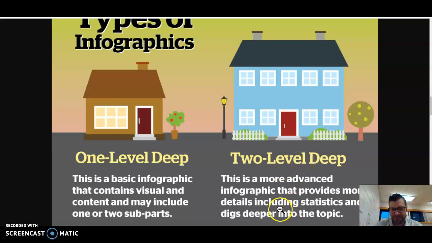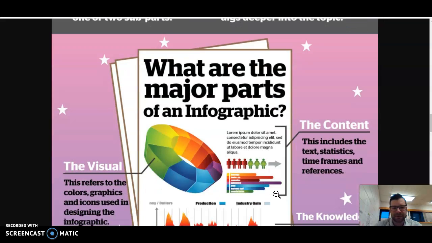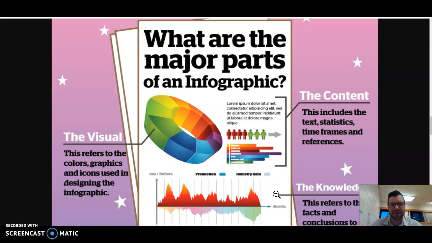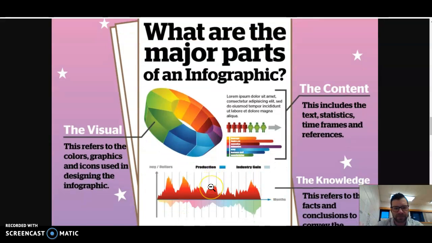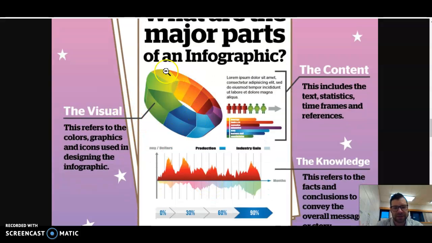Two level deep. This is a more advanced infographic that provides more details, including statistics, and digs deeper into the content. What are the major parts of an infographic? The visual. So look at this. It's nice. It's 3D. It's colorful. The content. This includes text, statistics, time frames, and references.